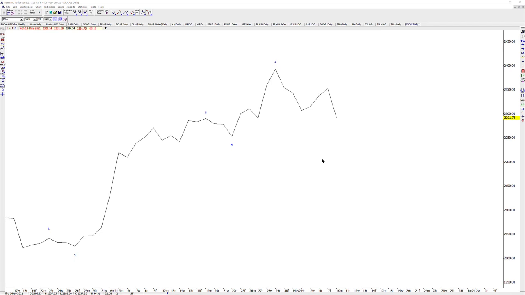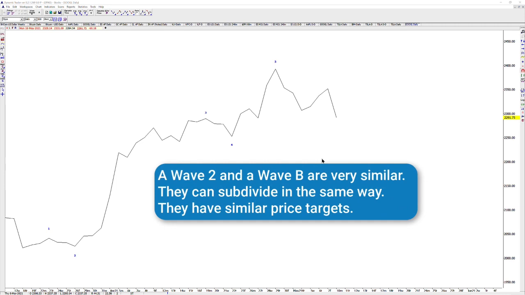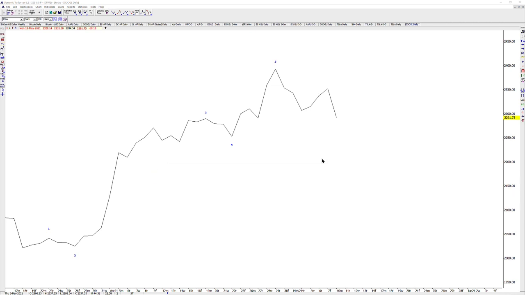Both wave 2s and wave Bs tend to subdivide in the same way. A wave 2 is a corrective structure. The most frequent corrective structure is an ABC zigzag, but there can be lots of other types of corrections. A wave B is also a corrective structure. Again, it can be all kinds of different types of corrections, but by far the most frequent is the ABC. We're not going to be concerned with that at this time, because we're going to be concerned with the price target zone for a correction to a wave A and a wave B.